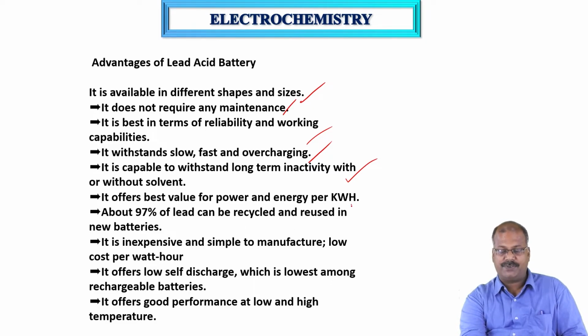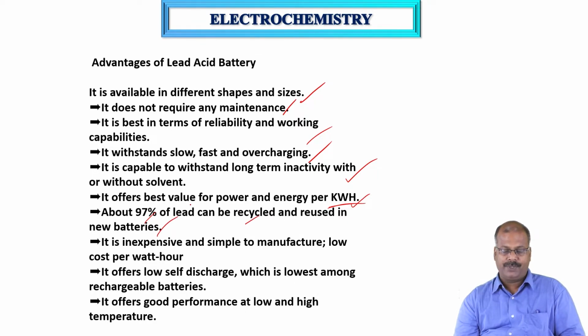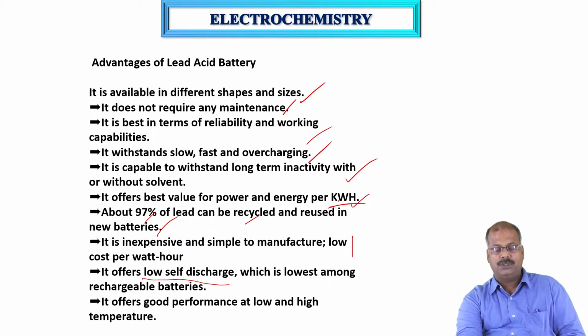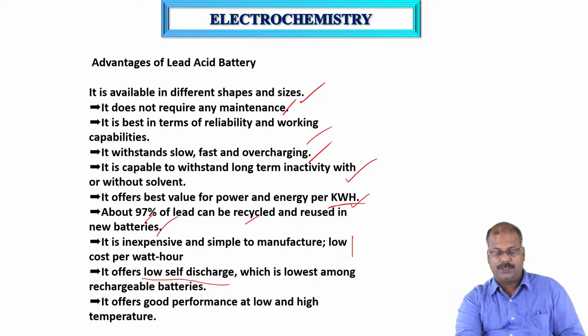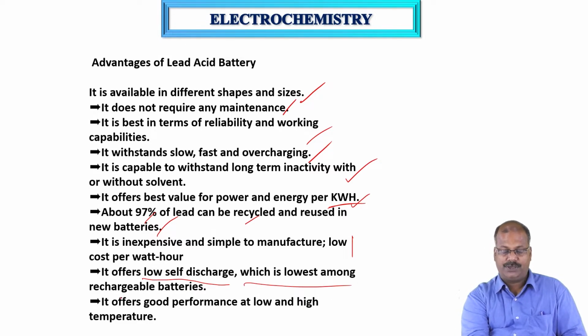It offers the best value for power and energy. We have emphasized already, kilowatt hour. And another thing is, about 97% of lead can be recycled and reused in new batteries. Okay, these are all things we have already told: inexpensive, simple to manufacture. It offers low self-discharge. That's why it is capable of withstanding long-term inactivity with or without solvent, which is lowest among rechargeable batteries.